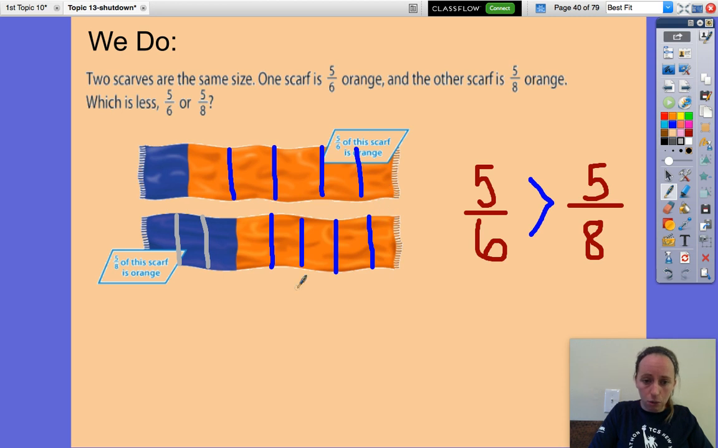This is because this scarf was broken up into so many more parts, right? So when it's broken up into more parts, each part is going to be a little bit smaller. Every time you break something into one extra equal part, the parts get smaller, right? So 5/6 and 5/8, each one of these is a lot bigger than each one of these, which makes this fraction greater.